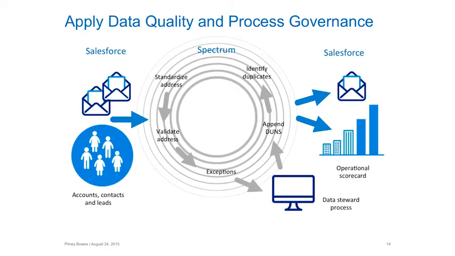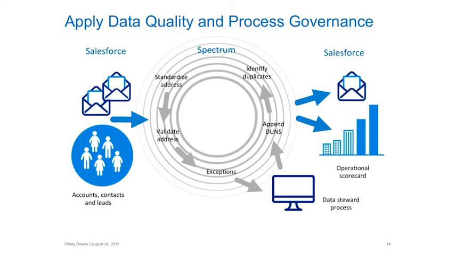As we talk about data quality and process governance, this is an example of actually work that we're doing within Pitney Bowes as part of a kind of a strategic project that we have ongoing with our own customer data. So this is an example of using the product to standardize addresses, validate them, inject that exception process around data governance, append information from Dun & Bradstreet for DUNS number, build some scorecards, and experience strategies around that, and identify duplicates.